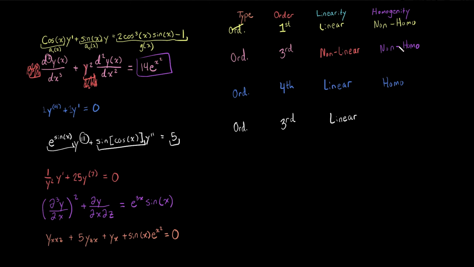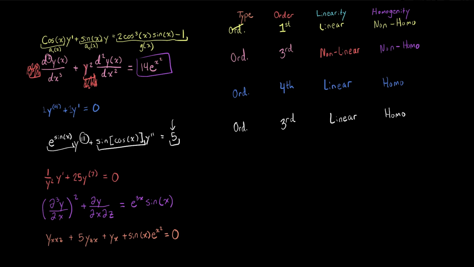Other than that, let's go over the homogeneity. So do we have any additive terms here that do not include a dependent variable? Well, we do right here, this 5, right? This 5 is an additive term. It's separated by an equal sign, and it does not include the dependent variable y. So this must be a non-homogeneous differential equation.